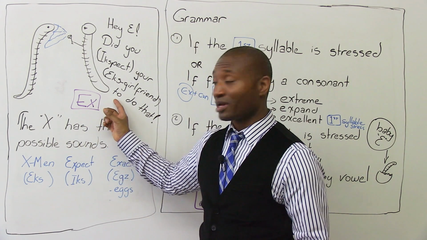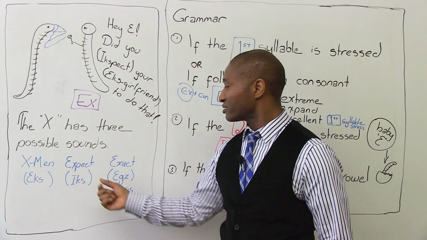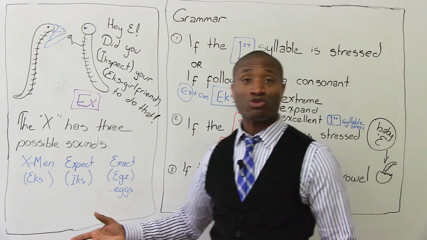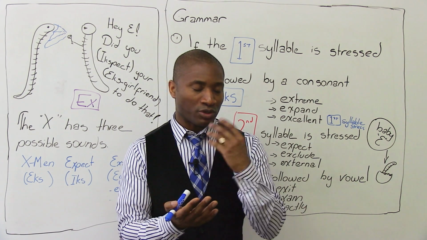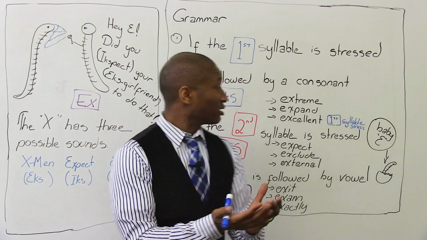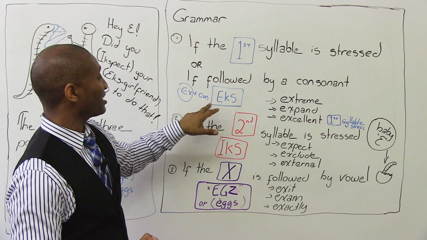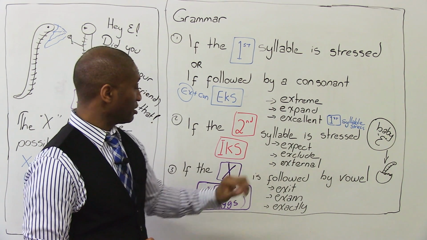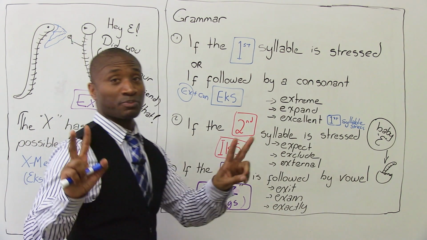There are 3 sounds for X. There's X as in X-Men, ex as in expect, and eggs as in exact. Okay? And how you can know which one to use, when you're reading and you want to say the words you're reading, follow the rules. First syllable stressed, or followed by a consonant, X. Second syllable stressed, then it's X. And if it's followed by a vowel, it's X, like X-Men, baby.